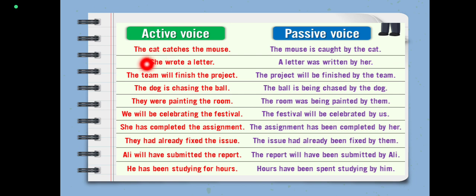Here we have wrote, which is the past. So we have she. We have a letter, which is singular. So we say a letter was because it is singular, and we use the past participle of the verb wrote. So we have written. You got it?